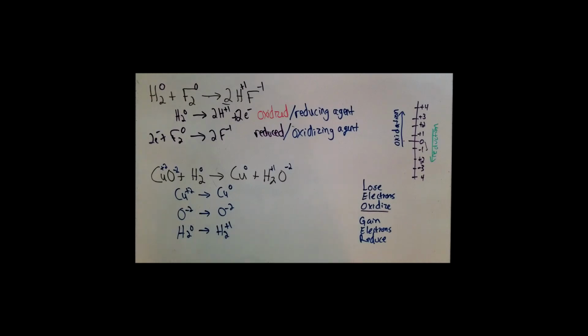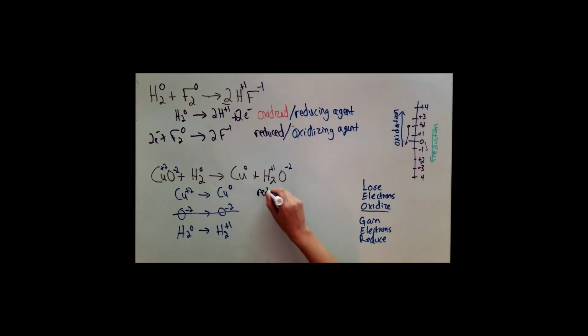Well, first thing I'm going to notice is oxygen here. Did anything change with oxygen? Went from a -2 to a -2. So did it gain or lose electrons? No. So that was neither oxidized or reduced. So now I'm down to copper and hydrogen. So copper went from a +2 on the number scale, downward direction to 0.